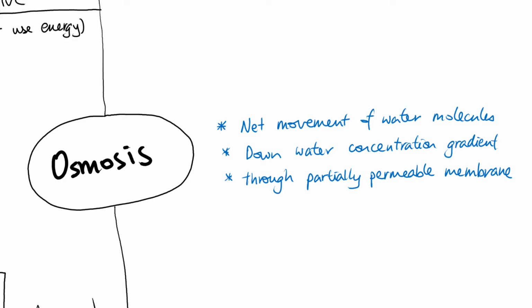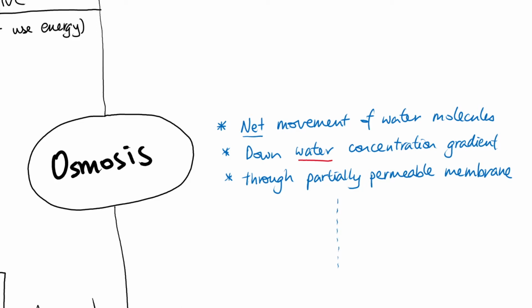Now again, remember the word net, which means the overall, because it is a passive movement, so the water molecules are free to move across the membrane in any direction, but generally speaking it's going to go from an area with lots of water to an area of little water. The other thing to make a note of is that the difference between the definitions of osmosis and diffusion is that you must specify that it's going down the water concentration gradient, and that is key.